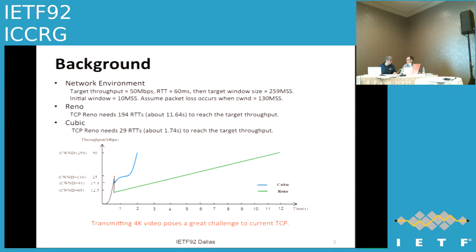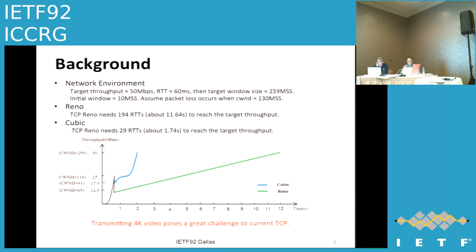The background. Here the curves show the experimental results for Reno and Cubic, and we ran these in a real network environment. From this figure, we can see the network environment: the target throughput is 50 Mbps and the RTT is 60 ms. Then we calculate the target window size. It should be 2599 MSS. The initial window we used is 10 MSS. And in this experiment, we assume packet loss occurs when the congestion window is equal to 130 MSS.